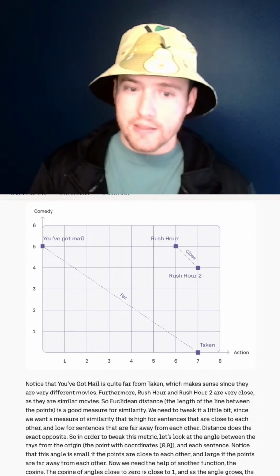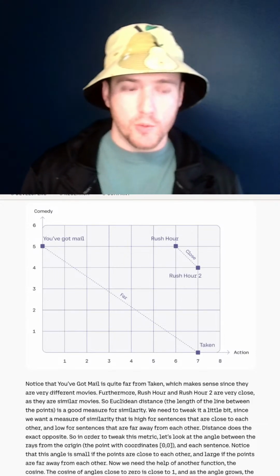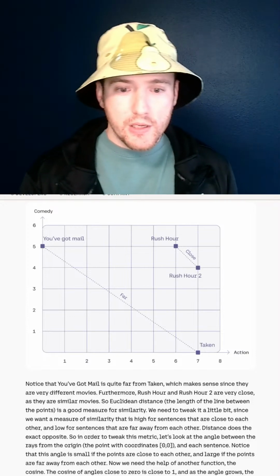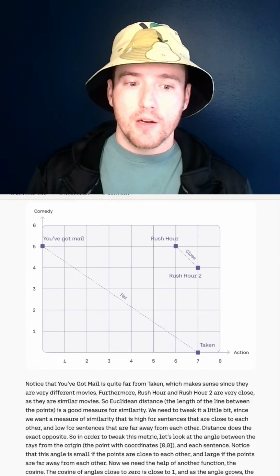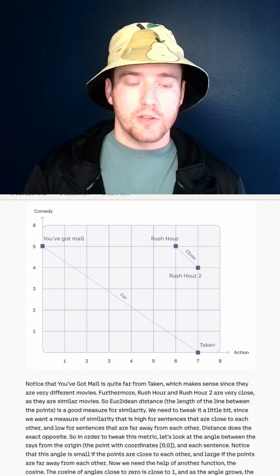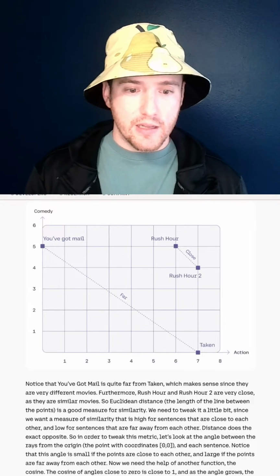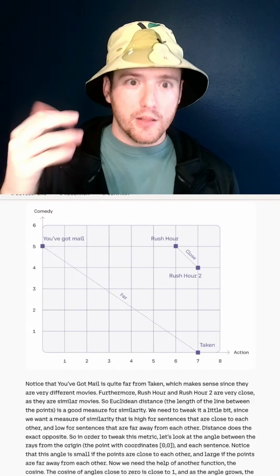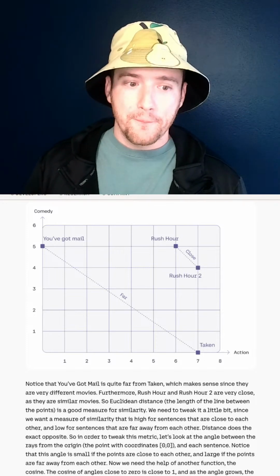So Euclidean distance, the length of the line between 2 points, is a good measure of similarity. We need to tweak it a little bit since we want a measure of similarity that is high for sentences that are close to each other and low for sentences that are far away from each other. Again, this is that similarity. The higher the similarity rating, the closer they are in similarity and vice versa.